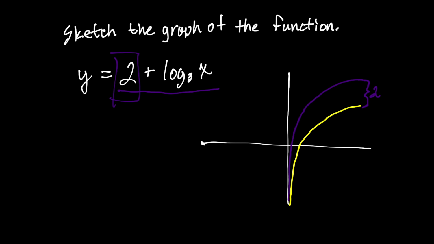You're just vertically shifting it. If this had said minus 2, then it would have been moved down 2 units. So that's for moving these functions up and down.